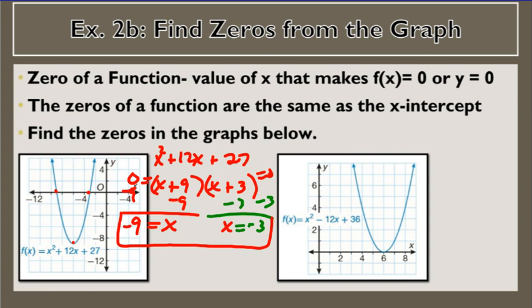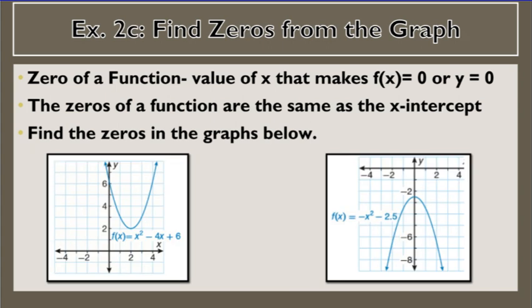This next one, when the vertex is on the x-axis, that means there's only one 0. And this, from the graph, we can tell that it lands on 6. So the 0 for that one would be 6.